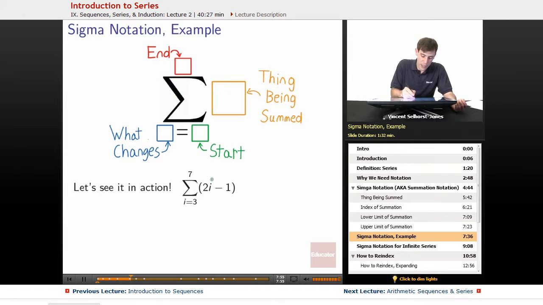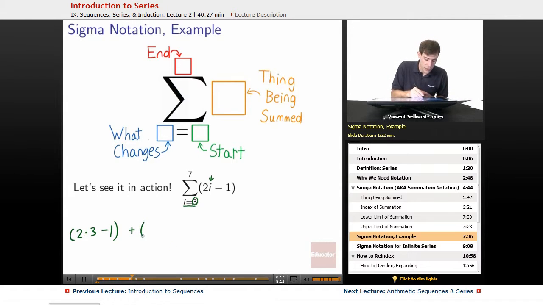So the very first thing, we've got the i right here. We start at i equals 3. So the first value that we plug in for our i is 2 times 3, right? Because our lower limit of summation was that 3. So 2 times 3 minus 1. That's the first thing. Then we go on to our next step.